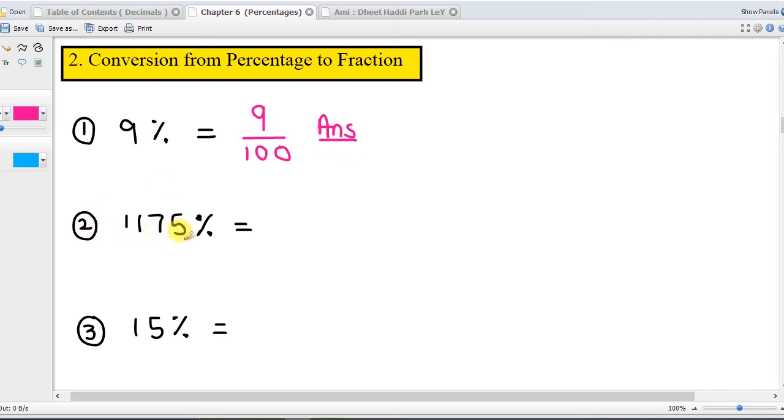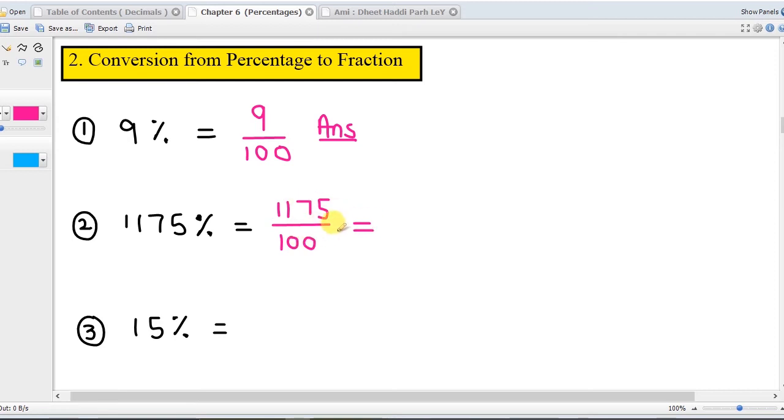Next is 1175 percent. We have to convert it into a fraction, so simply write 1175 in the numerator. Per means divide, cent means 100, so percent means divided by 100, right? Whenever we convert any number into a percentage, we times it with 100%. In this case the number is already written as a percentage and we have to convert it back into a normal number, either a number, a fraction, or a decimal. So in that case you have to divide it by 100, right?